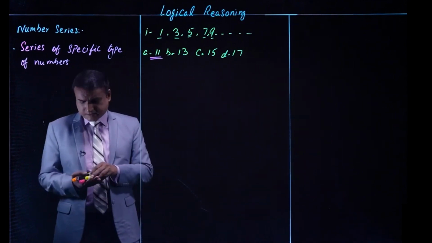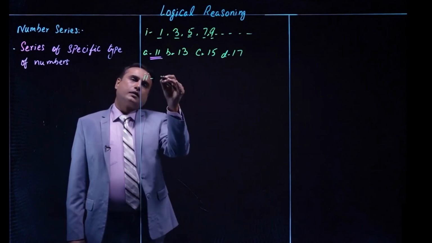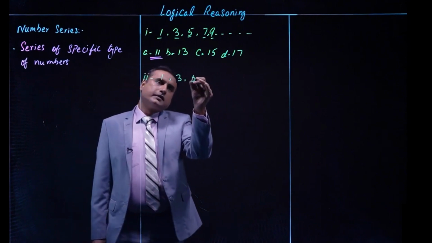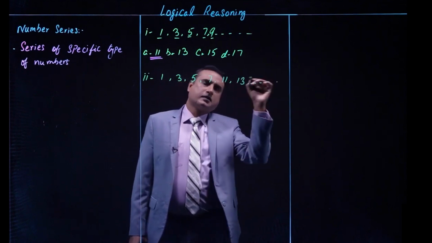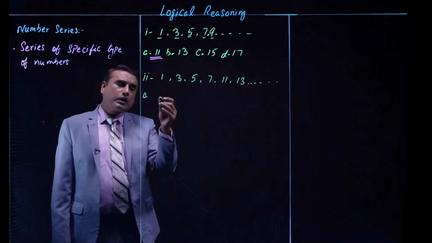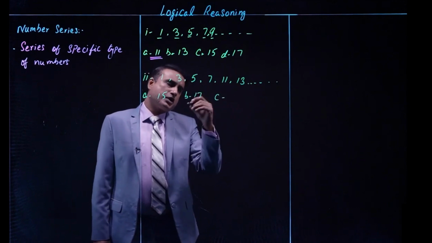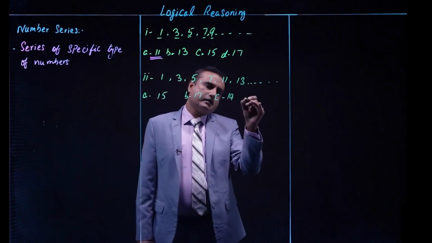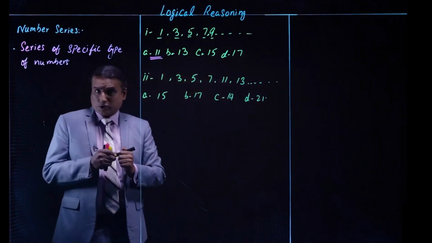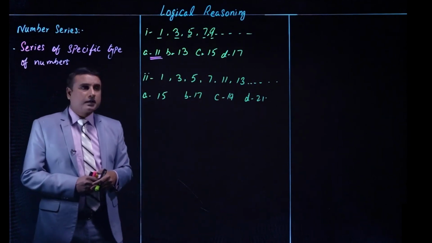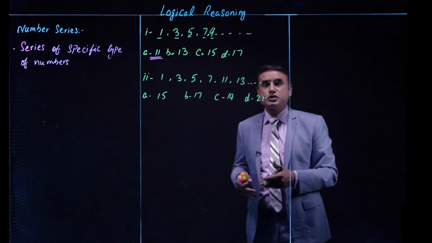But sometimes these series can confuse you. For example, if I gave you a question 1, 3, 5, 7, 11, 13, and then I ask you what number will come next, and the options are 15, beta 17, Charlie 19, and delta is 21. There is a possibility that some of you will think that the next number should be 15, because again we are following the series of odd numbers, but no, it is not the case.